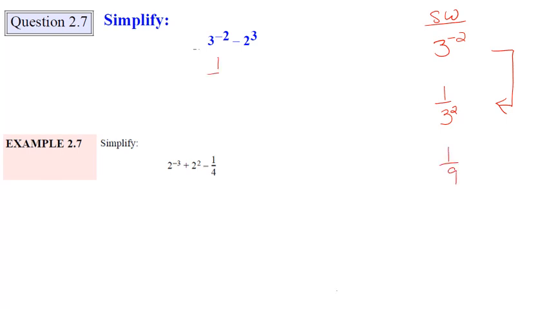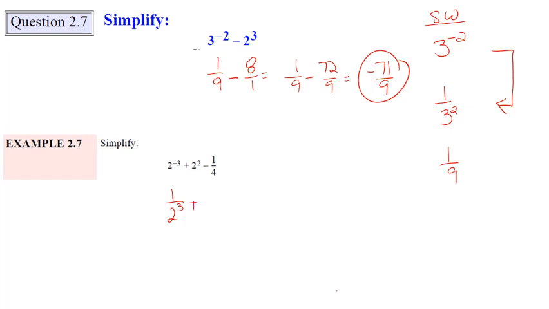So going back to my example, this would be 1/9, 2 cubed is 8, so I'm going to put 8 over 1, and then common denominator, negative 71 over 9. Okay, taking a look at the next example, this would be 1 over 2 cubed, 2 squared is 4, minus 1/4.